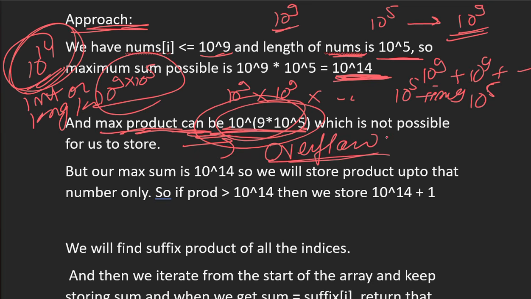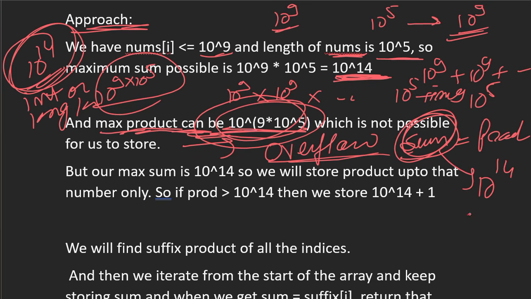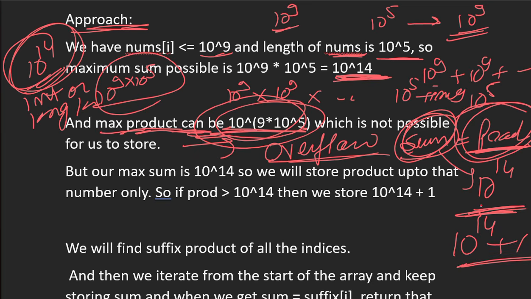So what we have to do is check the condition that sum is equal to product, right? Our maximum sum that we can get is 10^14 only, right? So once our product becomes greater than 10^14, we will cap that value to 10^14 plus 1, right? We won't be storing values greater than 10^14 plus 1 for the product, because else we have to face the situation of overflow of integer or long variable.